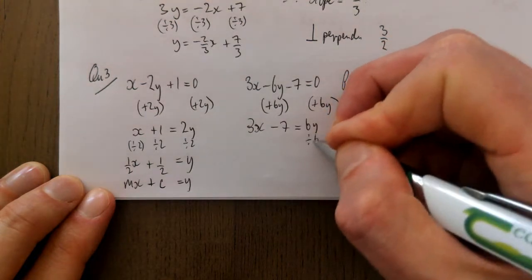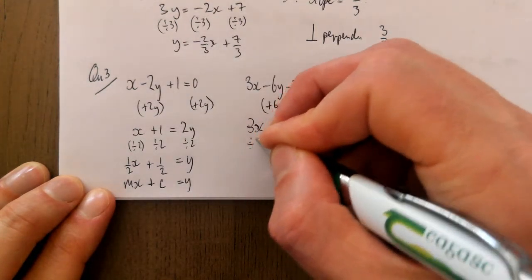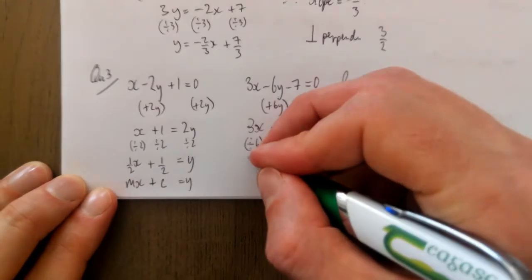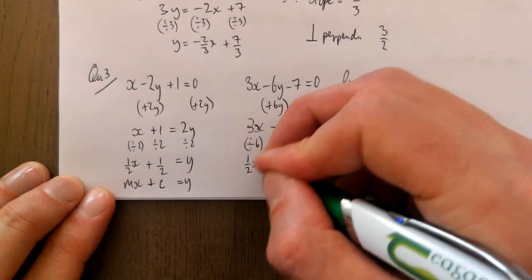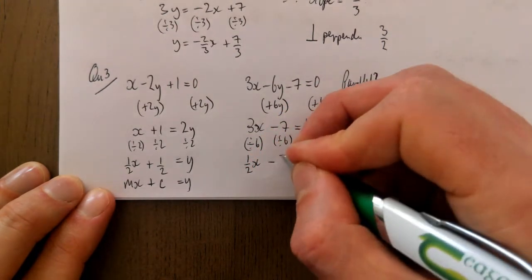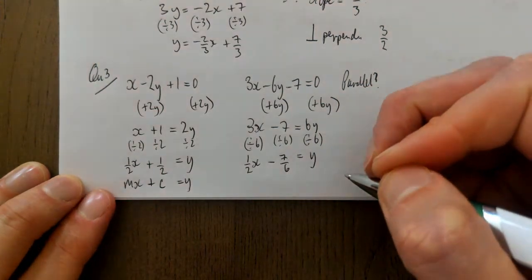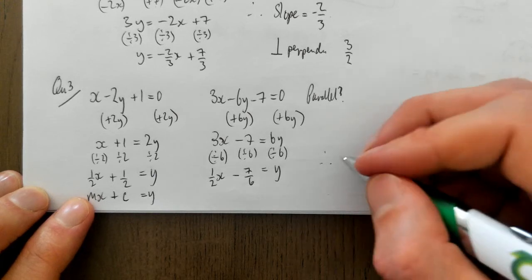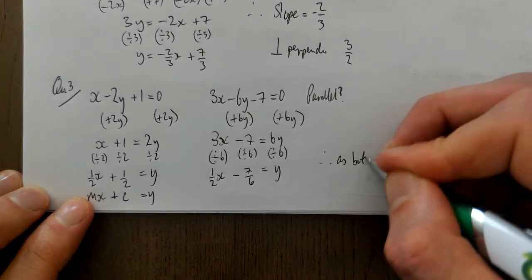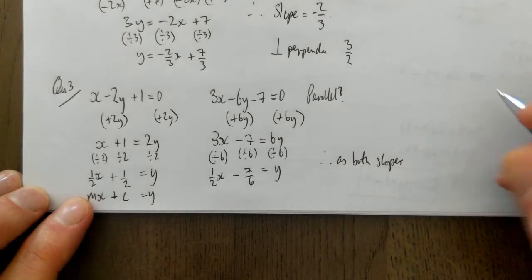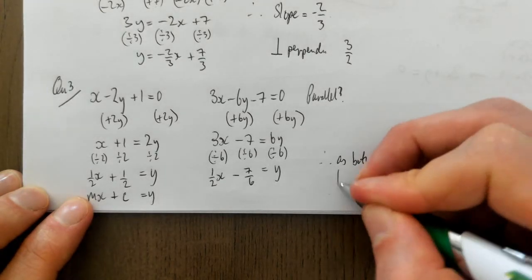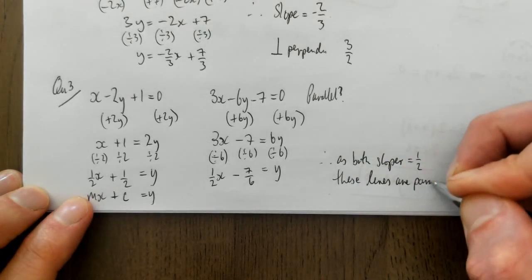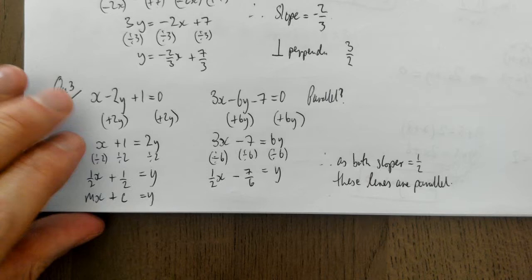You can divide by 6 to each term. y is equal to 3 over 6, which is a half, of x, so there we go, minus 7 over 6. So let me summarize. Therefore, as both slopes equal a half, these lines are parallel. Okay?